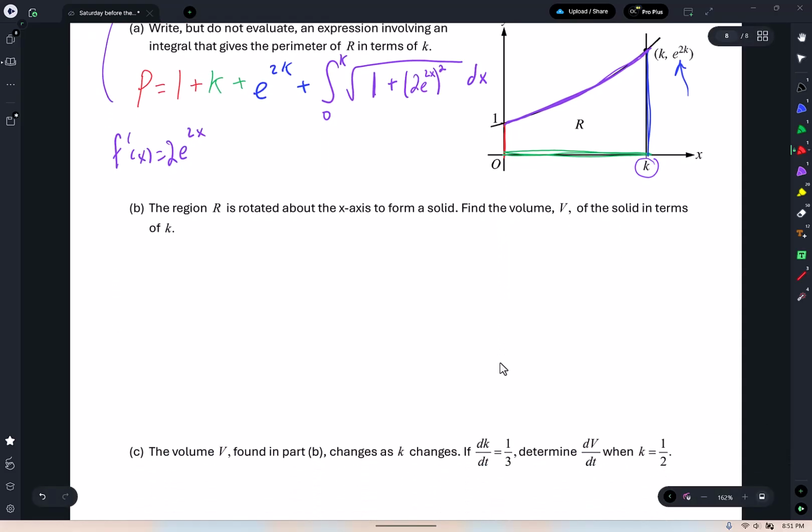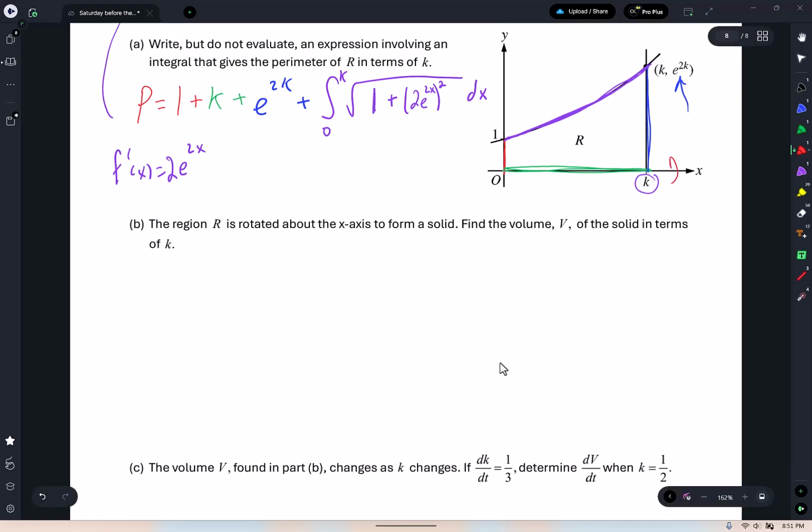The region R is rotated about the x-axis, so I'm rotating about the x-axis to form a solid. Find the volume V of the solid in terms of k. All right, so here we go. When I rotate this, it's going to look like, let's see. Yeah, this is one of my better drawings ever. When I rotate this, I see a disc, and there it is.